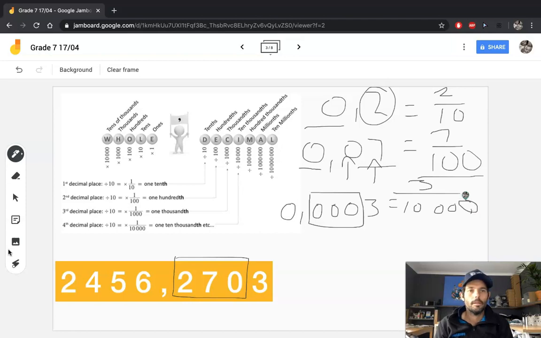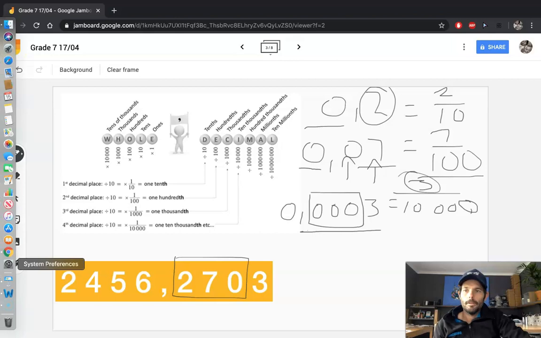So how many zeros are there in the denominator? There are 4 zeros in the denominator. How many numbers are there after the decimal? There are 4 numbers after the decimal. And the zeros go before the numerator that's at the top. So that's just a little bit of a recap on those decimals.